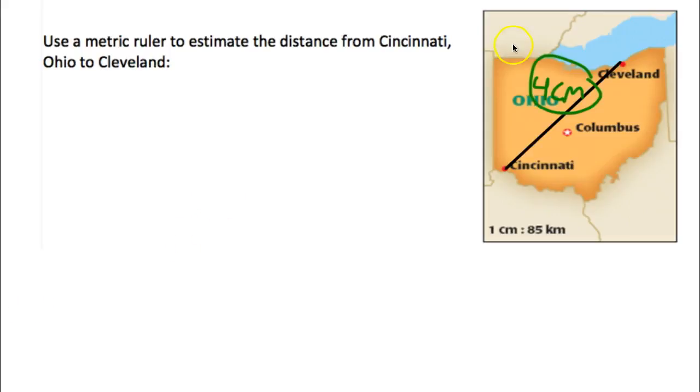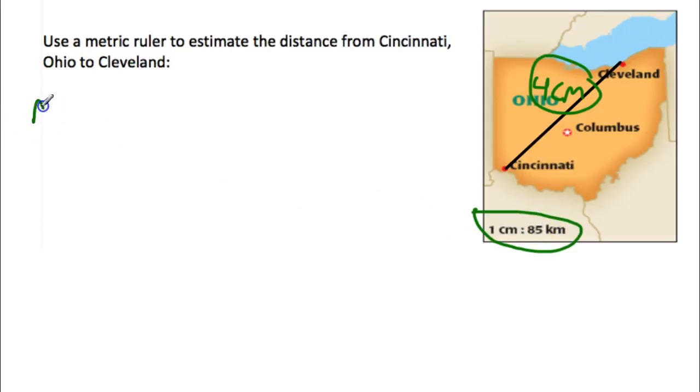All right, so I measured it. I got 4 centimeters. If it's not 4 centimeters, my bad. I tried my best, but we'll use 4 centimeters as a measurement in this example. So I want to set up a proportion, right? Here's my scale right here. This map is 1 centimeter, and in real life it would be 85 kilometers.